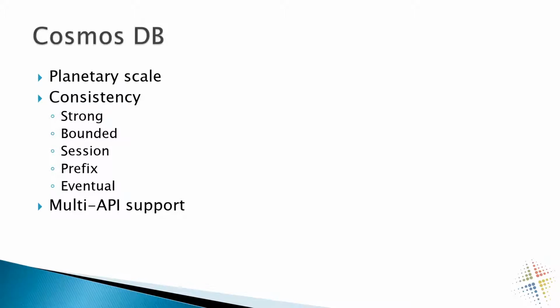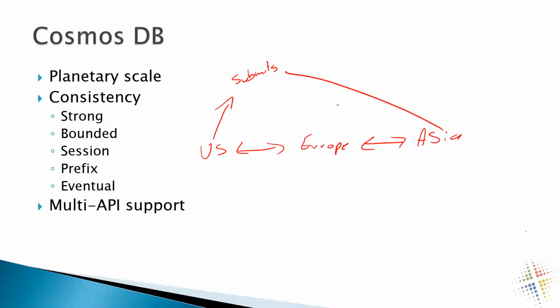You can literally have people throughout the entire world accessing the database at exactly the same time. So you get somebody in the US, somebody in Europe, and somebody in Asia, and they are all accessing the same database. If somebody in the US submits something, everybody from Asia and Europe can see it automatically. It is literally a planetary scale database.